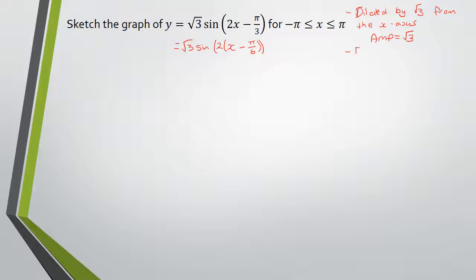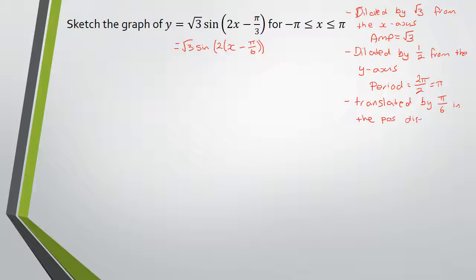The effect of the 2 tells us that we've been dilated by 1 over 2 from the y-axis. So that affects the period. So we know the period will be 2 pi over 2, or the period will be pi. We can consider our translation, and because we've taken the 2 out as a common factor, that means we can clearly see it's been translated by pi over 6 in the positive x direction.